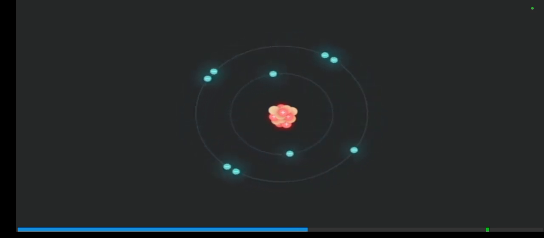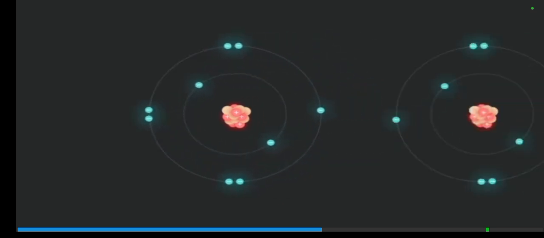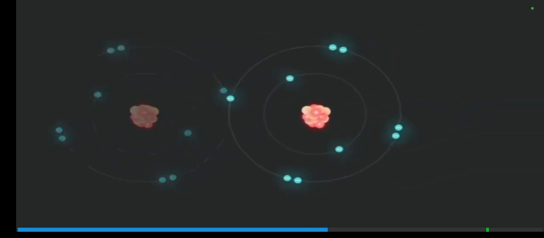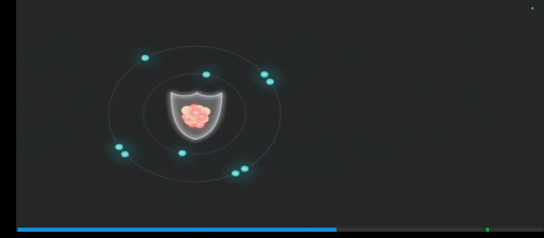In a chemical reaction, it's possible for an atom to lose some of its electrons, or pick up more electrons, or share electrons with each other. The atomic nucleus is more stable. It's not affected by chemical reactions.